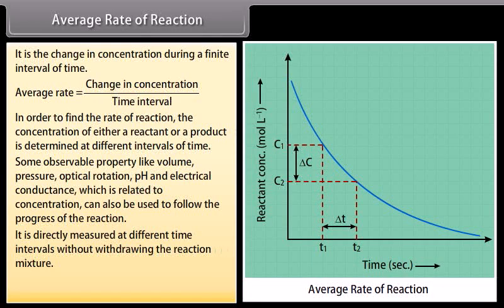It is directly measured at different time intervals without withdrawing the reaction mixture. Average rate is equal to negative delta C upon delta t.